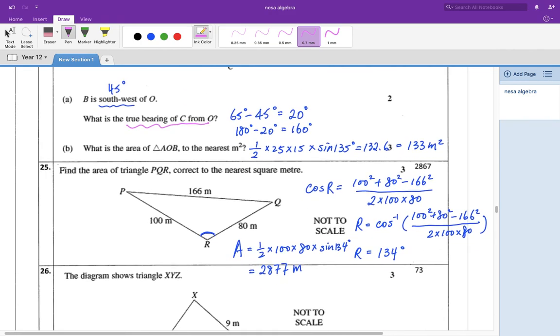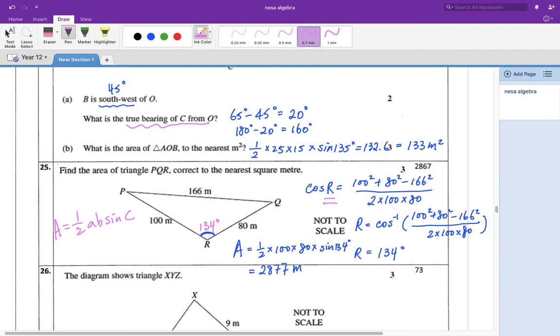Question 25. First step is finding the angle, because in the formula half AB sine C, you cannot use it unless you know one of the angles. And you have 3 sides, so you can use the cos rule to find how much the angle is. So the angle is 135. This one is 134.